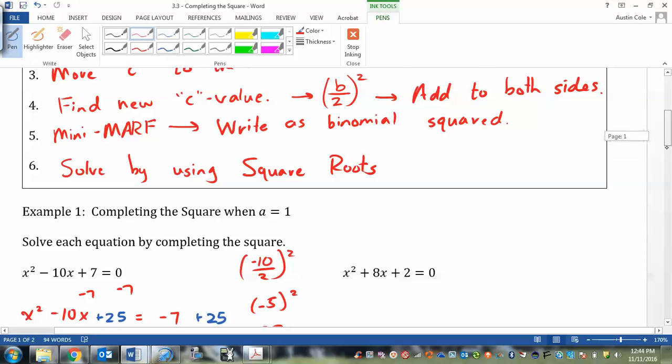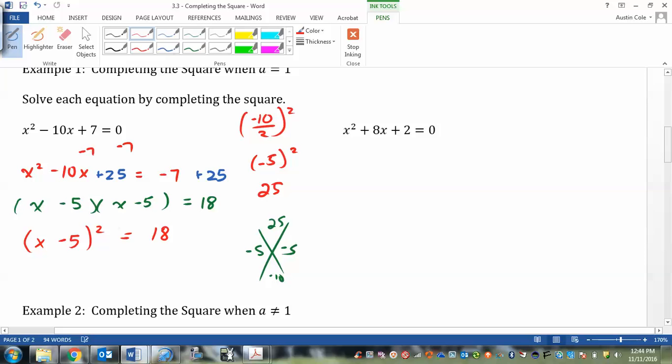We're going to solve this by using square roots. So what do I need to do here? Square root both sides. So I'm going to get x minus 5 equals plus or minus the square root of 18. Then I'm going to add 5 to both sides. And so x is going to equal 5 plus or minus the square root of 18.